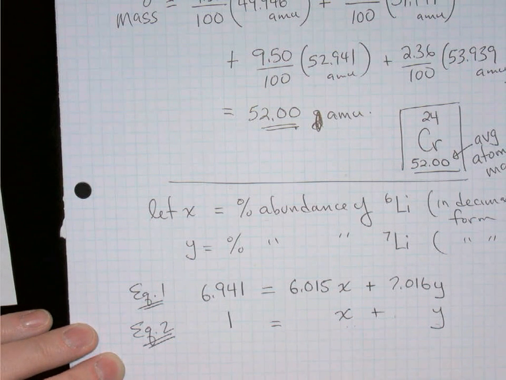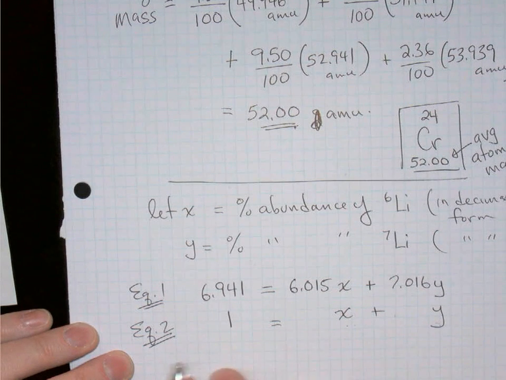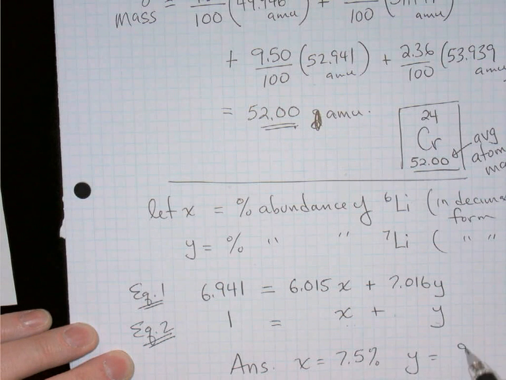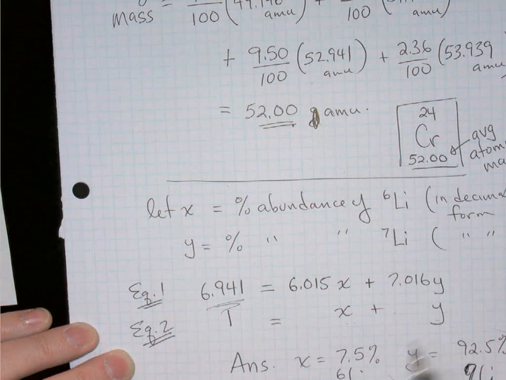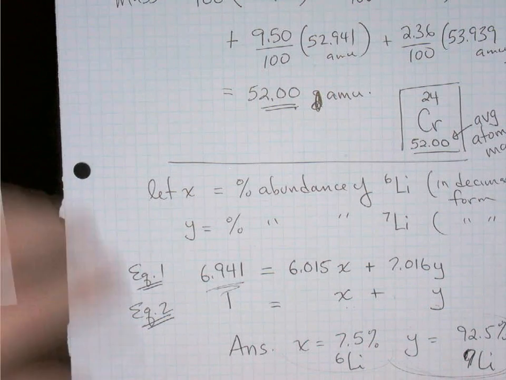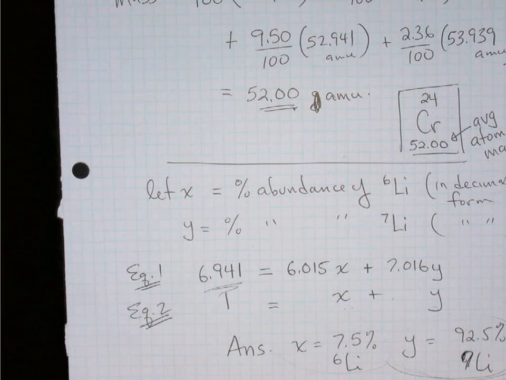Now see if you can pause the video and use your substitution or elimination, use whichever approach you like, and see if you can get these two answers. X is 7.5% and Y is 92.5%. This is the abundance for lithium 6. This is the abundance for lithium 7. Notice the answers look reasonable because the average mass was very close to 7, which means there had to be a lot of isotope number 7 and a very little bit of isotope number 6. So see if you can get those two abundances mathematically, and that'll be the end of this little lesson.